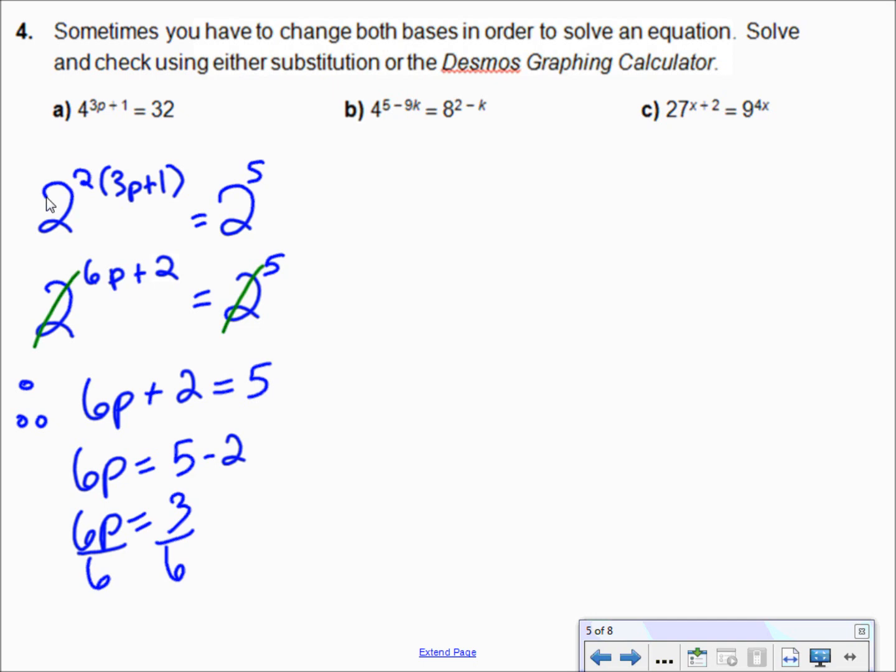Okay, so p equals 1/3. Okay, now we're just going to check it on our graphing calculator, okay? So what I'm going to do is I'm going to go 4 to the exponent, bracket, 3 times, bracket 1/3, plus 1, close the bracket.